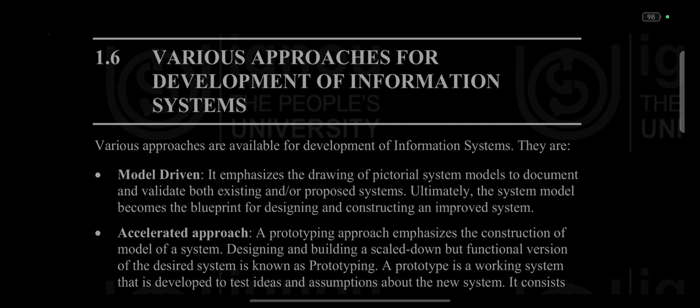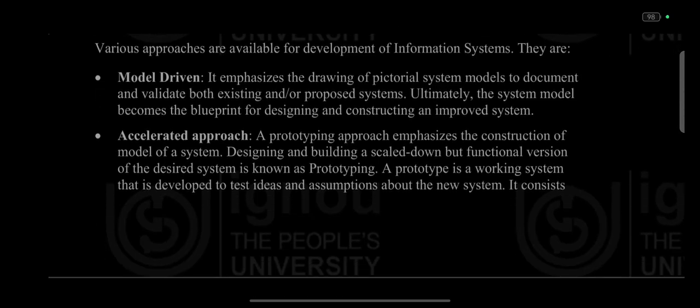Various approaches for development of information system. Various approaches are available for development of information systems. They are: number one, model driven. It emphasizes the drawing of pictorial system models to document and validate both existing and or proposed systems. Ultimately, the system model becomes the blueprint of designing and constructing an improved system.